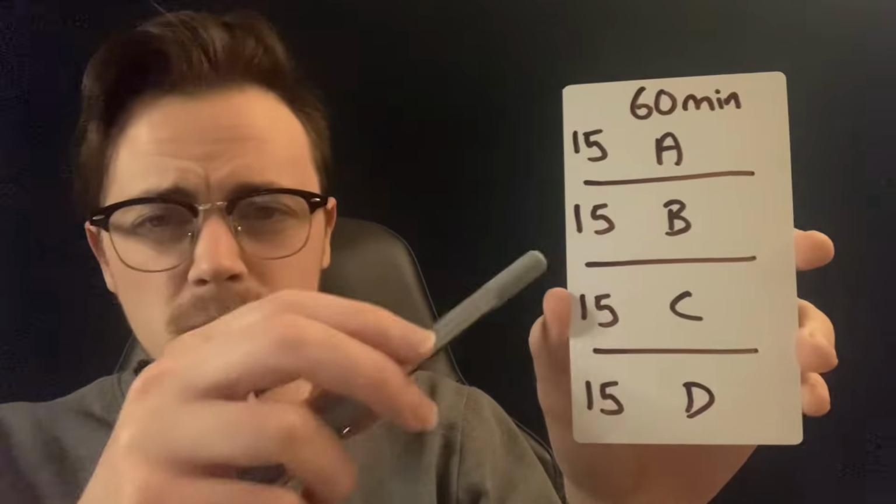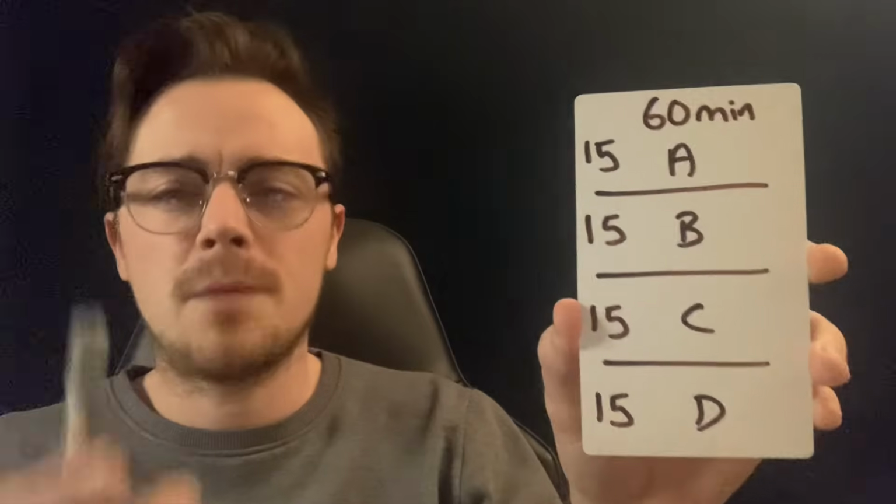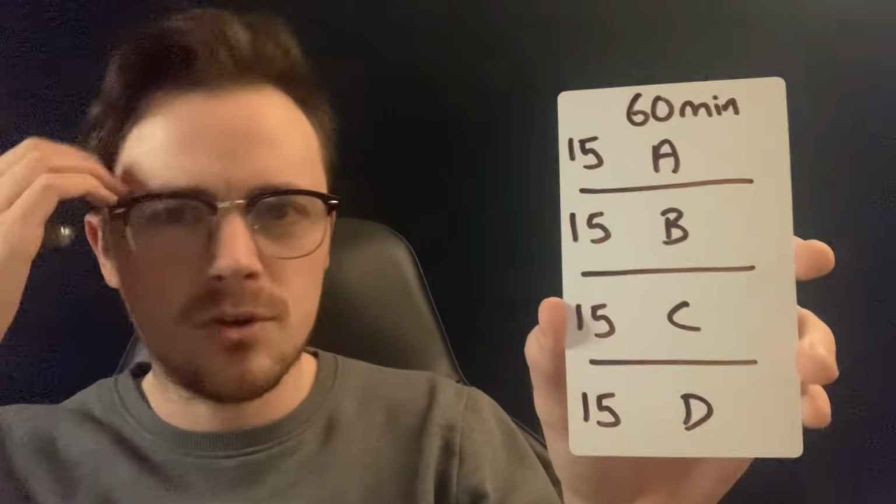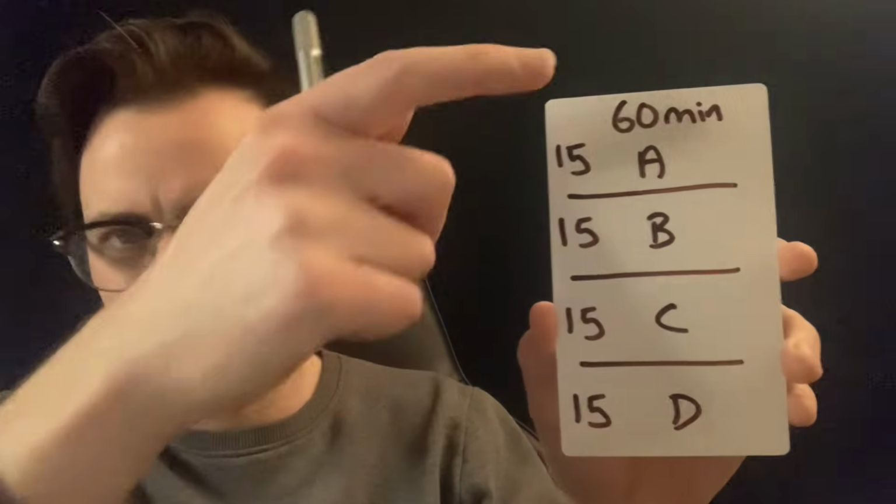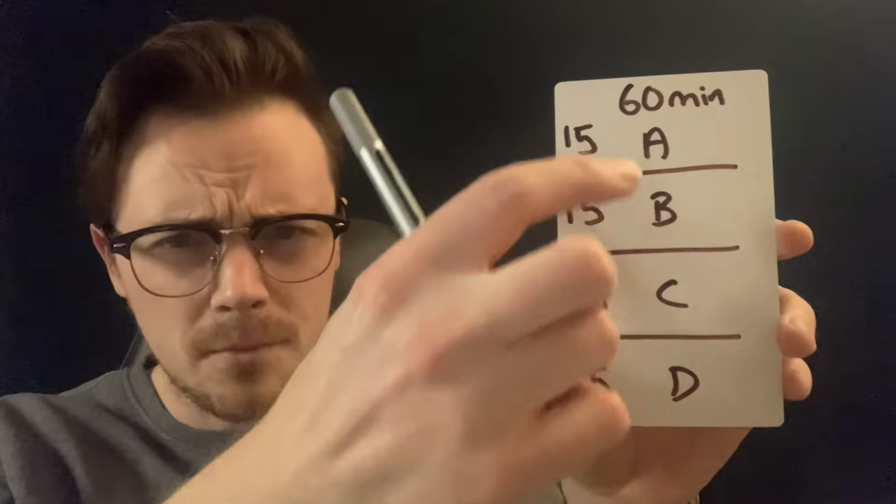I'm going to make a general plan for what I'm going to do and in what order. So I have my 15-minute blocks. Four of them is going to give me a 60-minute practice session. Now I'm going to fill these areas with things from my monthly plan.